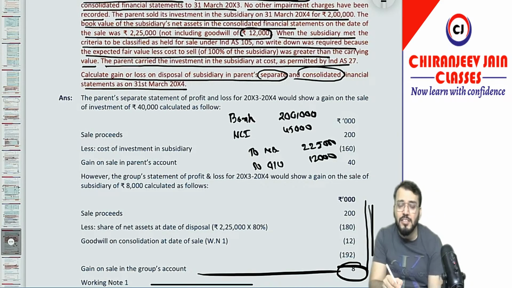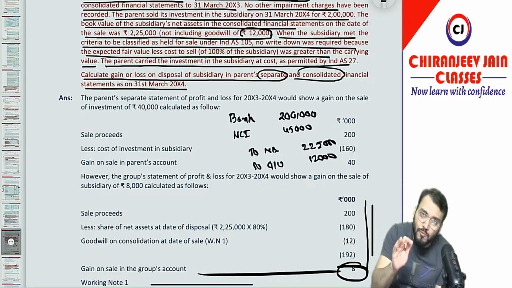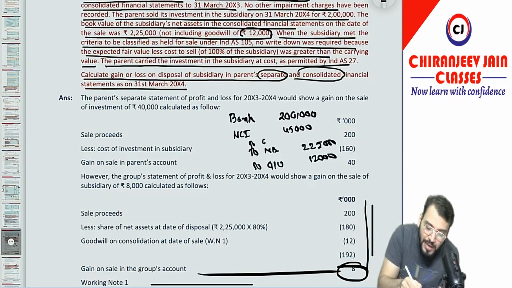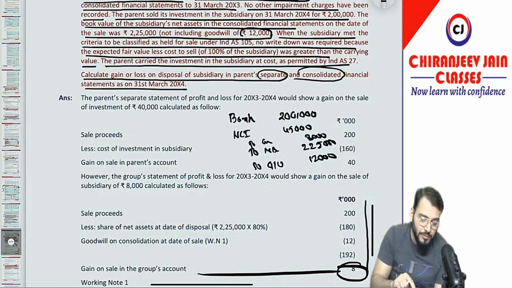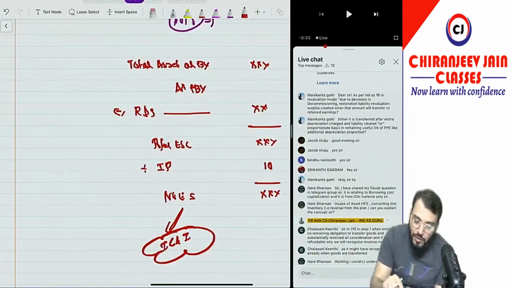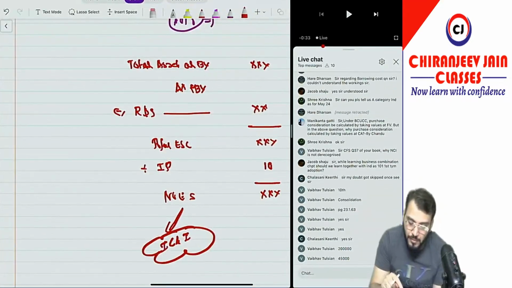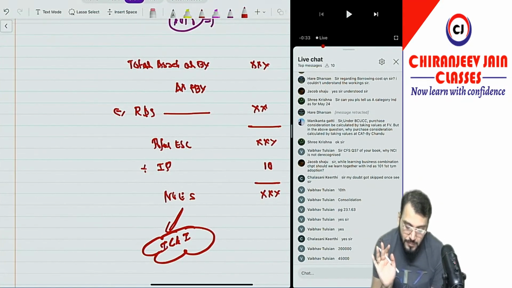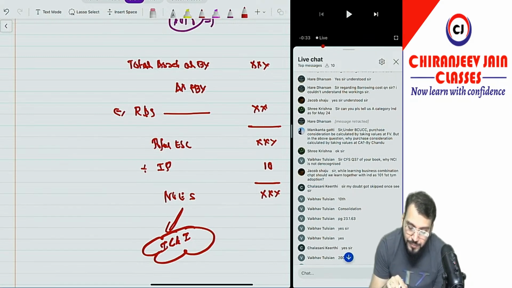This is the statement to calculate gain or loss, and this is the journal entry. So of course NCI will be recognized. So you write on to gain how much? 8,000 will be transferred to PL. Understood your doubt? Correct. Tulsian, your doubt is over or not?